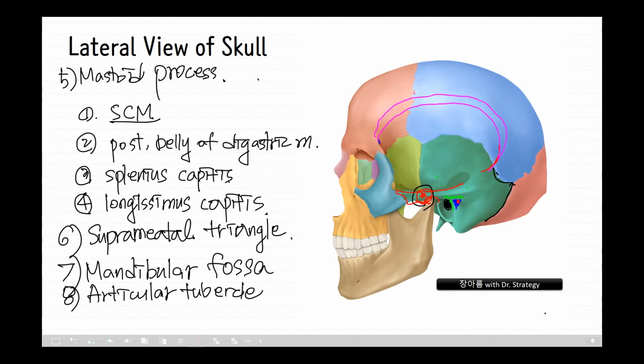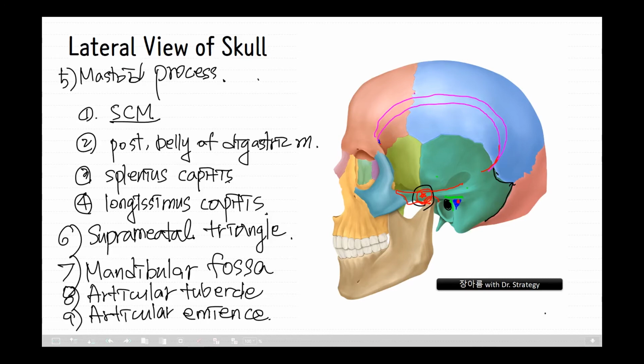And the next structure is the articular eminence. In some textbooks, the articular eminence is used with the same meaning as the articular tubercle. But strictly speaking, the eminence is located more medially than the tubercle and forms the front boundary of the mandibular fossa. Thus, it restricts the excessive movement of the mandibular condyle. The articular eminence provides a surface over which the mandibular condyle glides during mandibular movements. These structures will be explained in more detail in the temporomandibular joint.